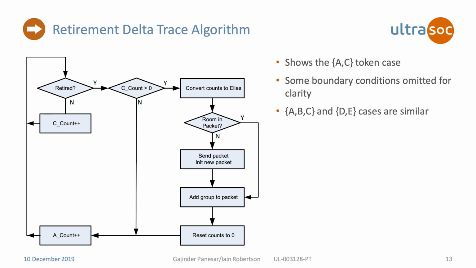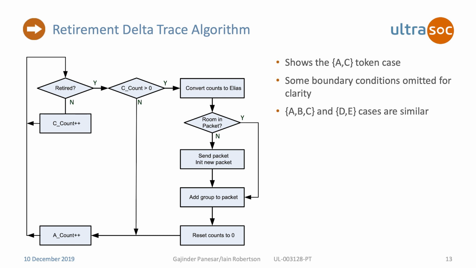Initially it would be, and so we'll drop round to the bottom and out back to the left, and increment the A count. We'll go around that loop, incrementing the A count for every consecutive cycle that we retire an instruction until we encounter a stall cycle. Then it will increment the C count, and it will go around that loop repeatedly until we encounter a retirement again. At this point, we've now got an A token and a C token. So the C token will now be non-zero. Now we have our group, and we're going to concatenate that into a packet.